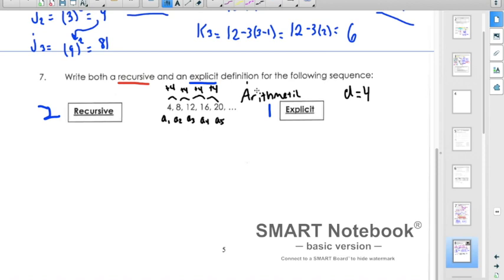So let's start with explicit, because that's the easy one, at least in my opinion. It's a little bit easier to deal with than recursive. So explicit is one equation. Start off with a sub n. And let's do the dino, right? Di stands for the difference between the terms, which is 4. Dino, the n in the middle. And then the O means 1 before the first term. Well, 1 before the first term would just be 0, right? So we don't even need to put plus 0. Here we have our explicit definition.